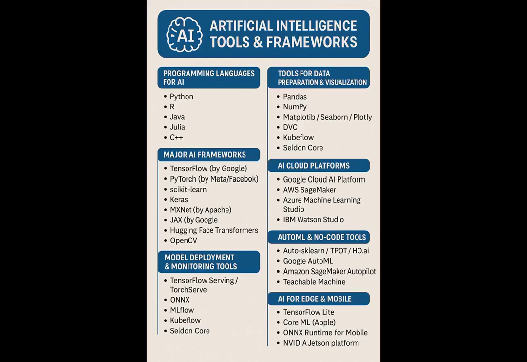F. JAX, by Google. High-performance numerical computing. Automatic differentiation and GPU/TPU support. G. Hugging Face Transformers. NLP-focused library. Pre-trained models for BERT, GPT, T5, RoBERTa, etc. H. OpenCV. For computer vision tasks. Image processing, object detection, face recognition.